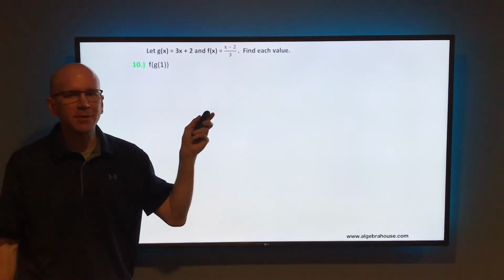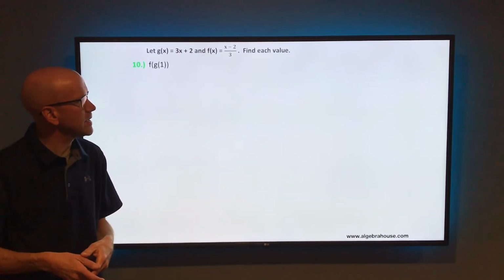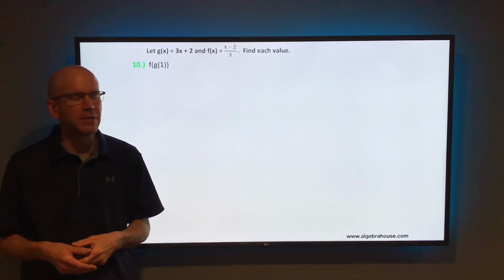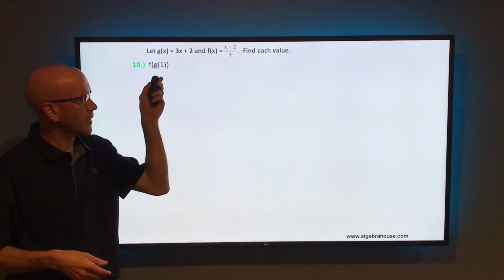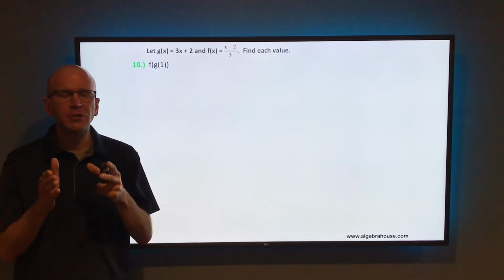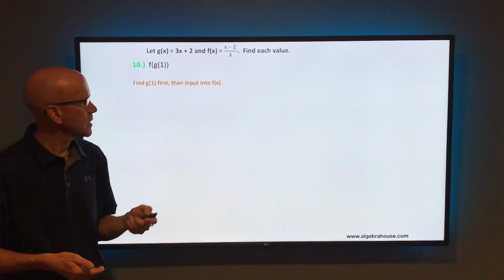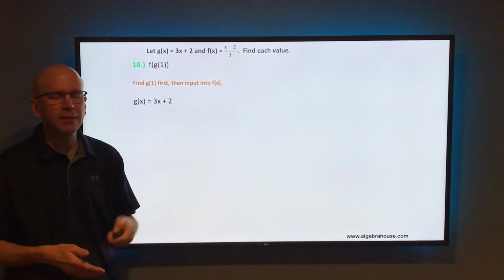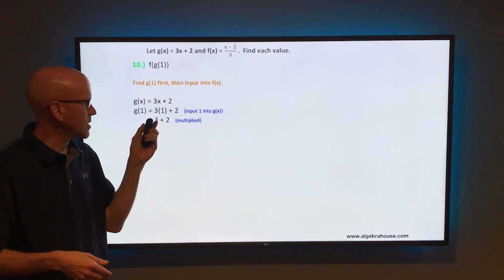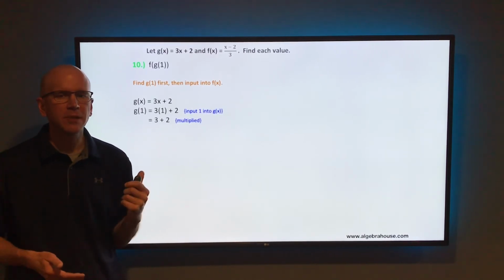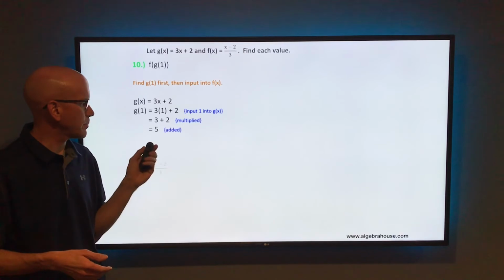Let g of x equal 3x plus 2 and f of x equal x minus 2 over 3. Need to find each value. We're going to find f of g of 1. So we need to find g of 1 first. We're going to put 1 into g of x. So replace the x in g of x with that 1. So it'd be 3 times 1 plus 2. It's going to be 3 plus 2, and that simplifies to be 5.